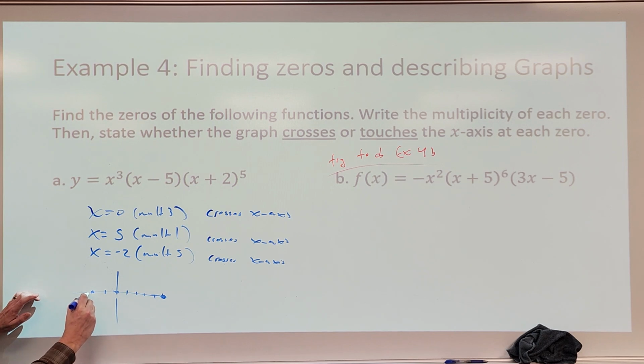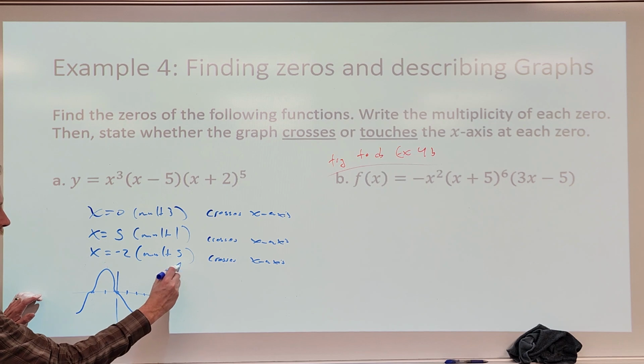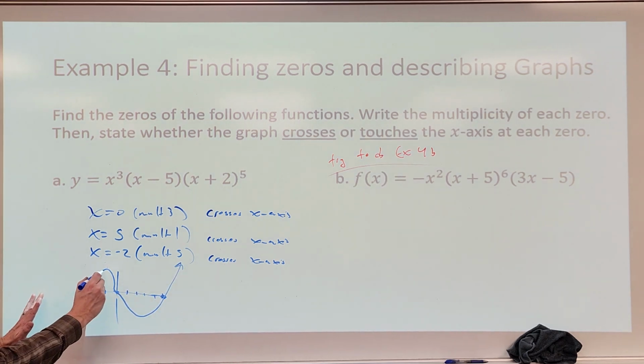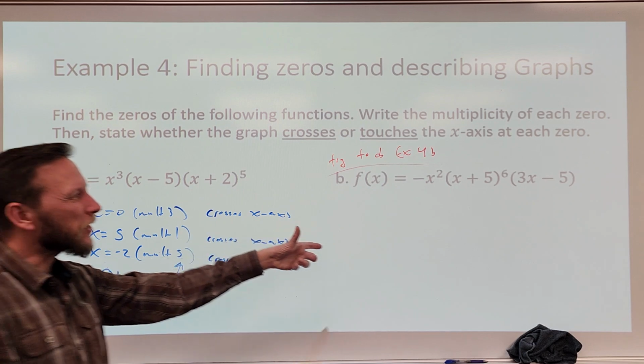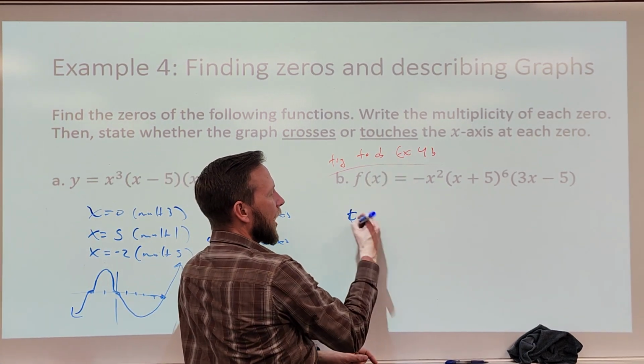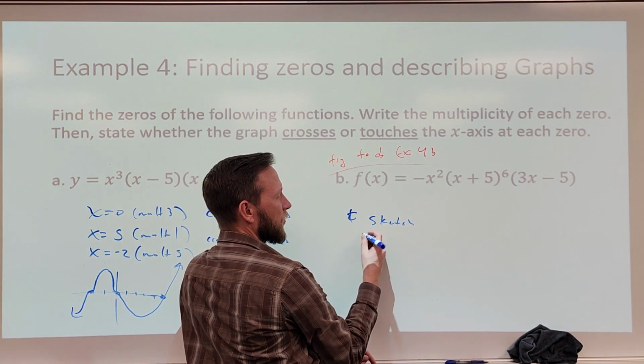We're coming up and we get a little wiggly. We're coming down and we get a little wiggly. And then here we're just coming straight through. It does cross, but it gets a little awkward right in here where it flattens out, and then it goes on. Over here, I want you to try to sketch.